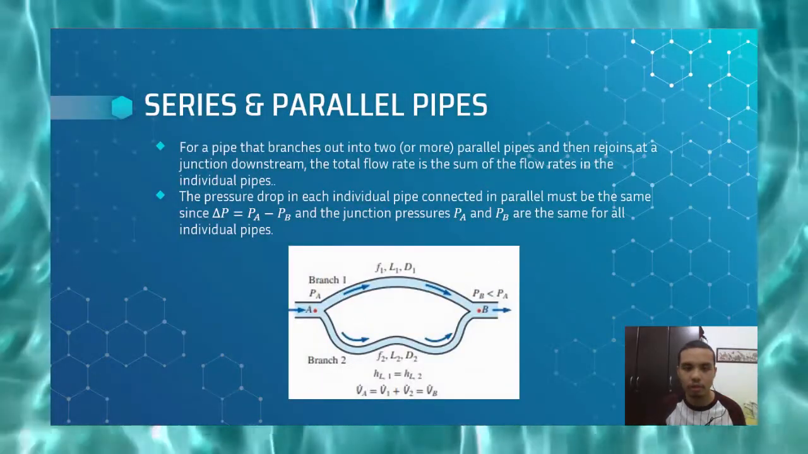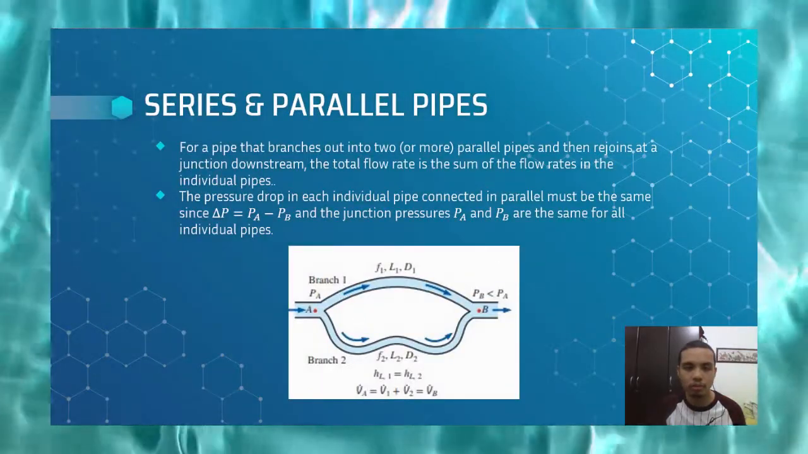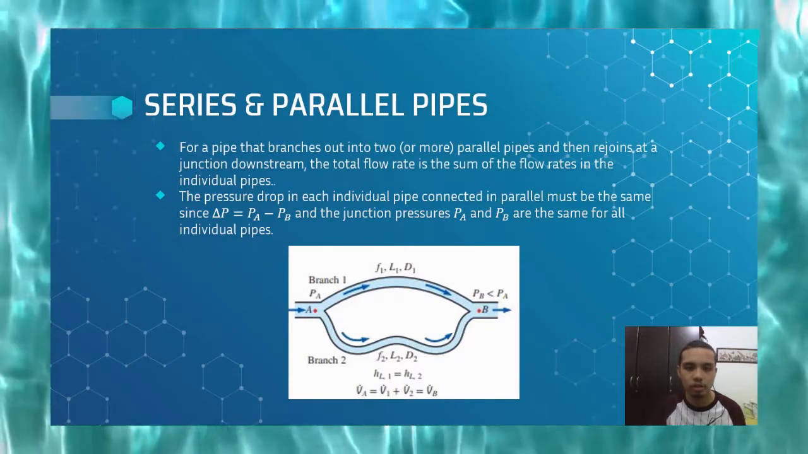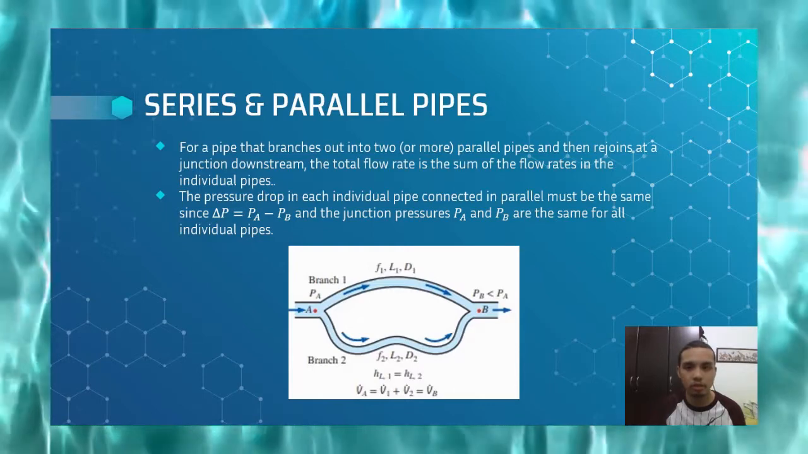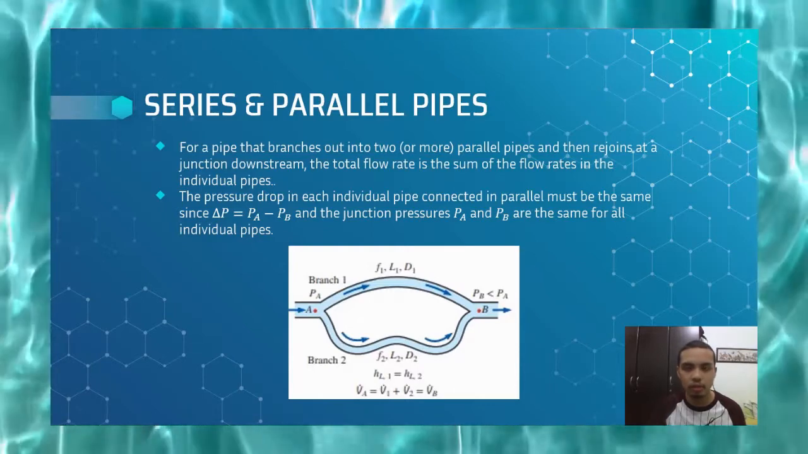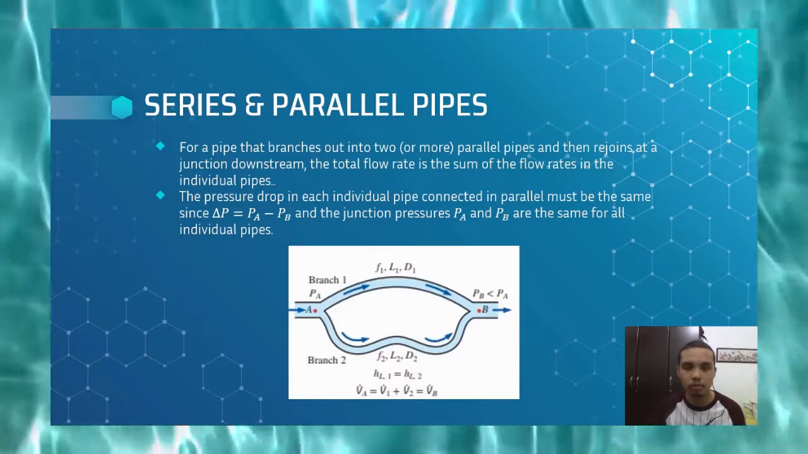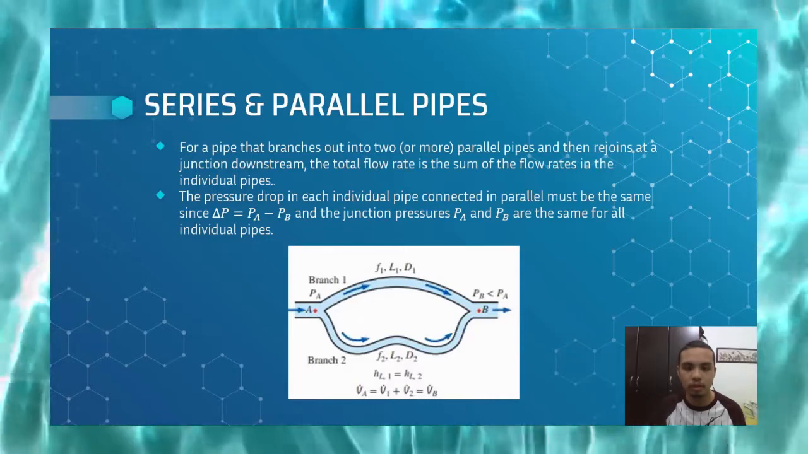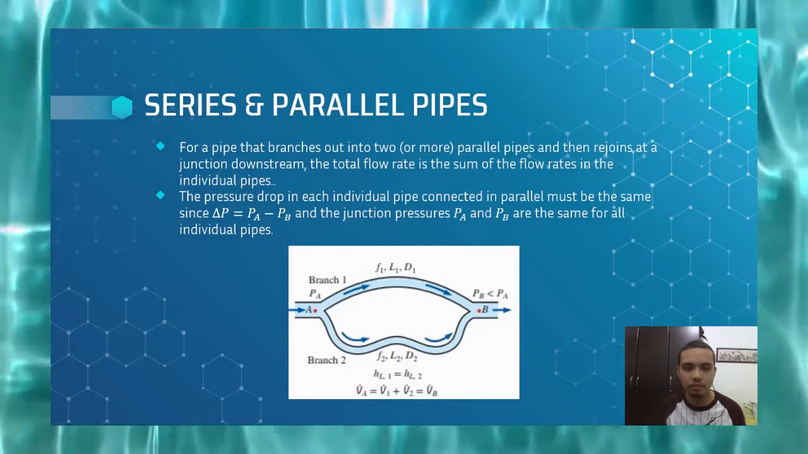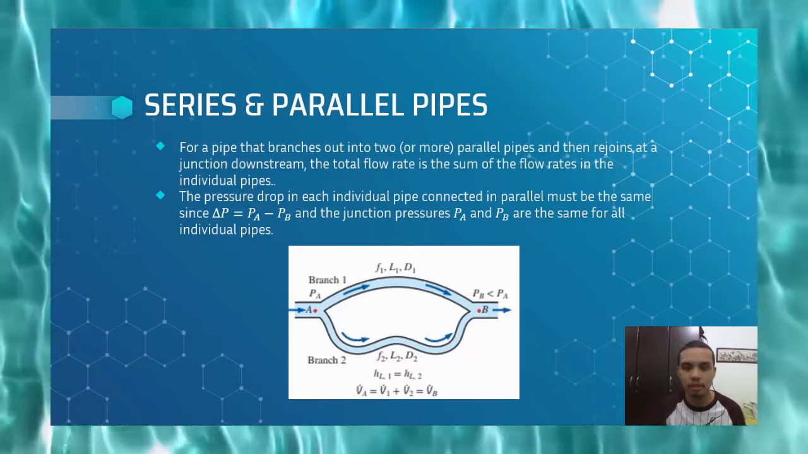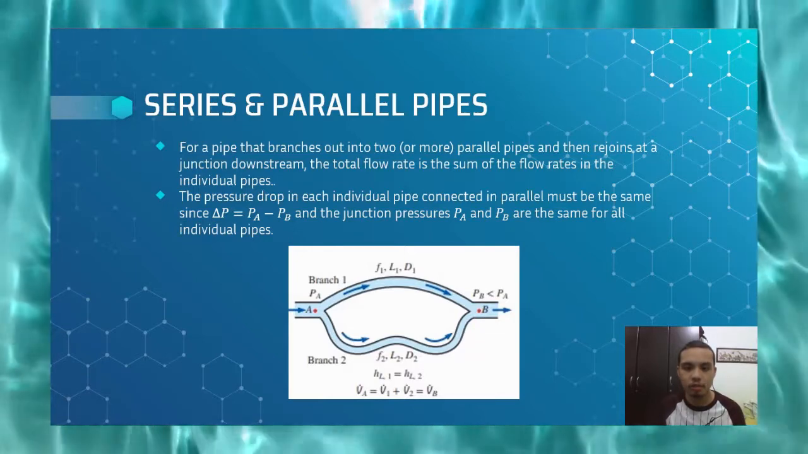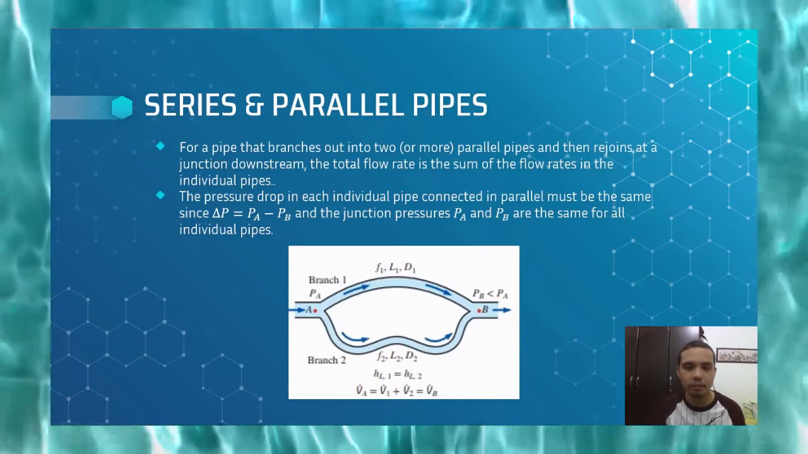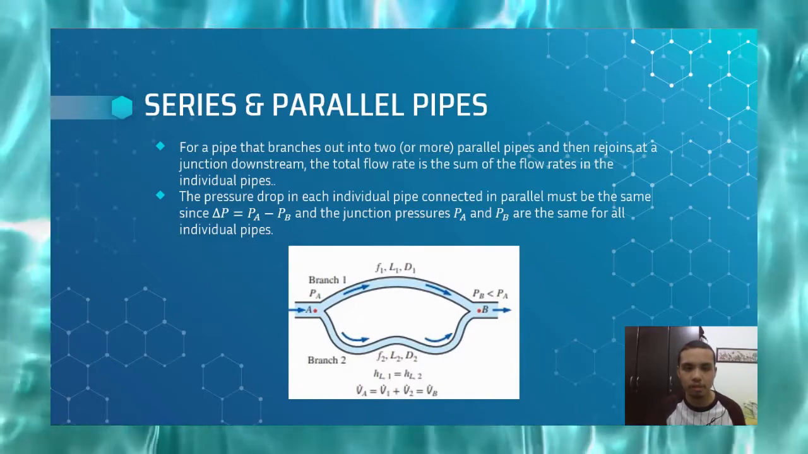For a pipe that branches out into two or more parallel pipes and then rejoins at a junction downstream, the total flow rate is the sum of the flow rates in the individual pipes. The pressure drop in each individual pipe connected in parallel must be the same, since delta P equals P_A minus P_B, and the junction pressures P_A and P_B are the same for all individual pipes.